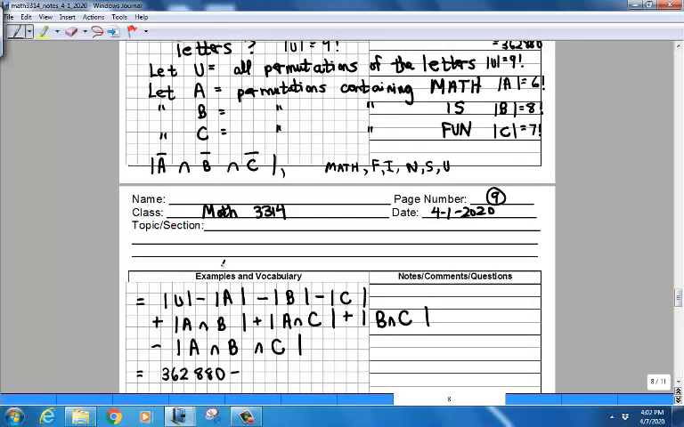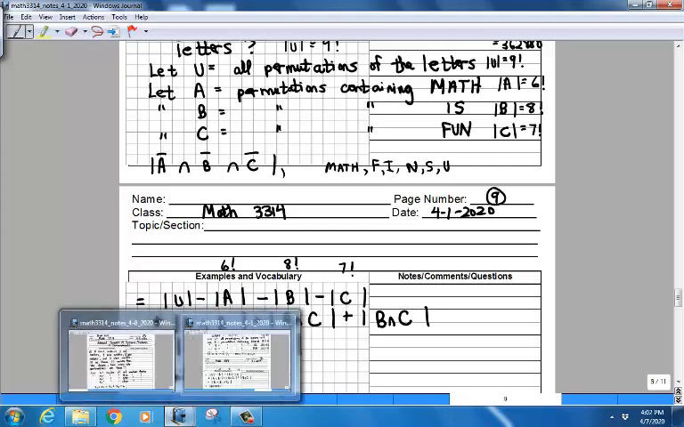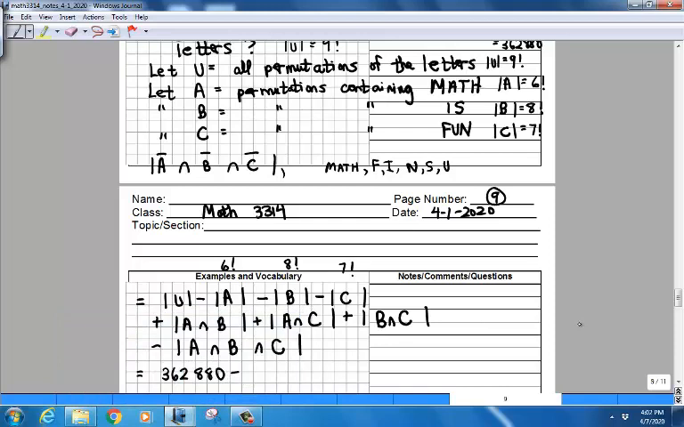We know what these cardinalities are, correct? A is going to be 6 factorial, B here is going to be 8 factorial, and C is going to be 7 factorial. So we're well on our way to filling in this formula. Remember, U was 9 factorial. I already wrote that down as 362,880.